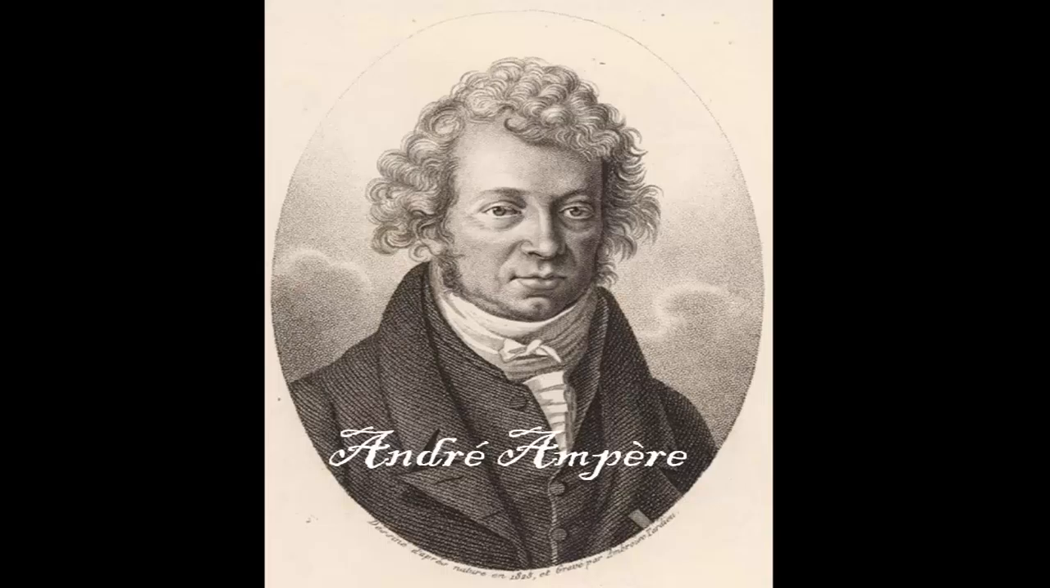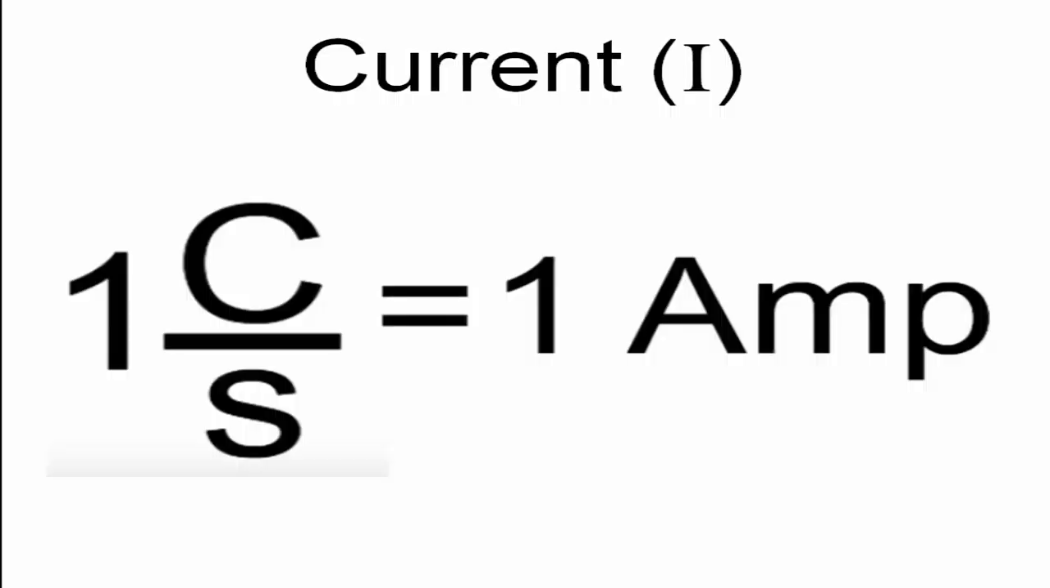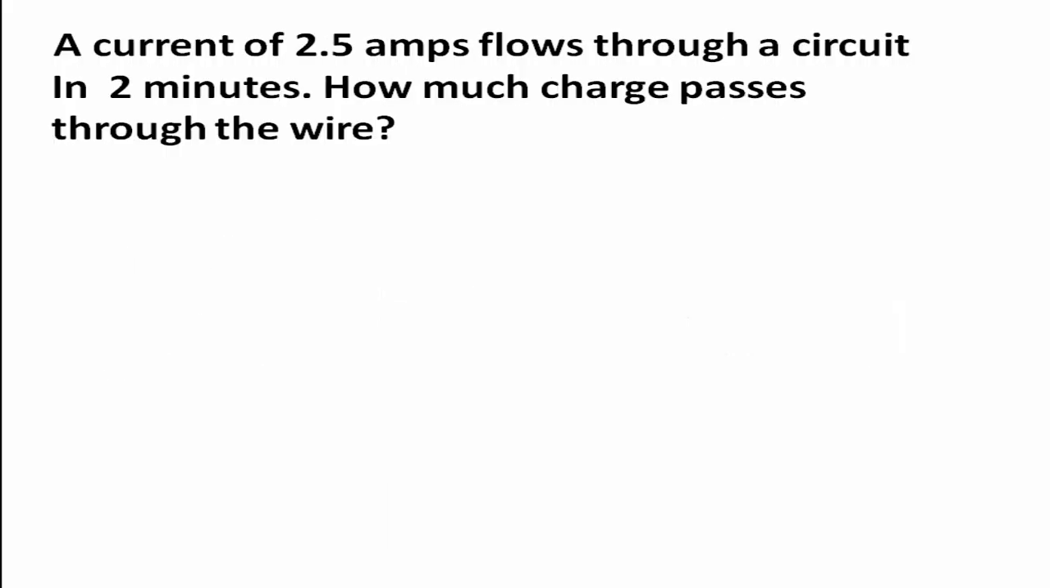Now, we must never forget that a current is just a coulomb passing a point in 1 second. So if there's a current of 15 amps flowing, that means 15 coulombs are passing a point in a circuit in 1 second. Now, let's do a problem that demonstrates this.